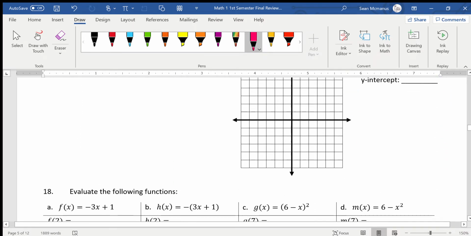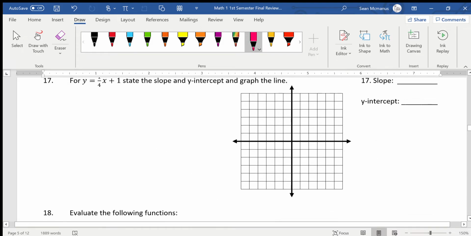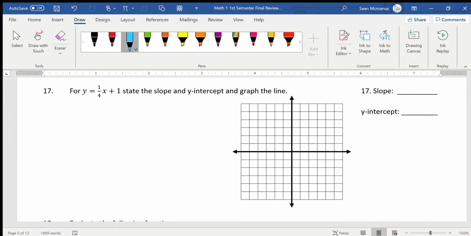All right, 17. This will be maybe the last one for this video. For y equals 1 over 4x plus 1, state the slope and the y-intercept and graph the line. If we can't do this by the end of Math 1, then we've got a major problem, because this is critical, critical, critical. So if I look right here, the slope is the part in front of the x, right? y equals mx plus b. So the slope, the m, is 1 over 4. And let's do a different color here. The y-intercept, the b, is 1.